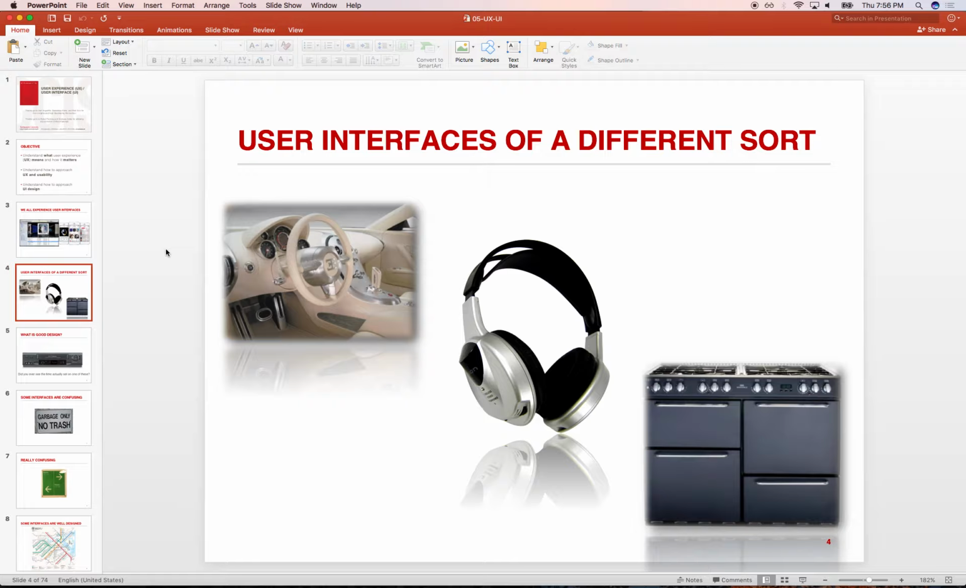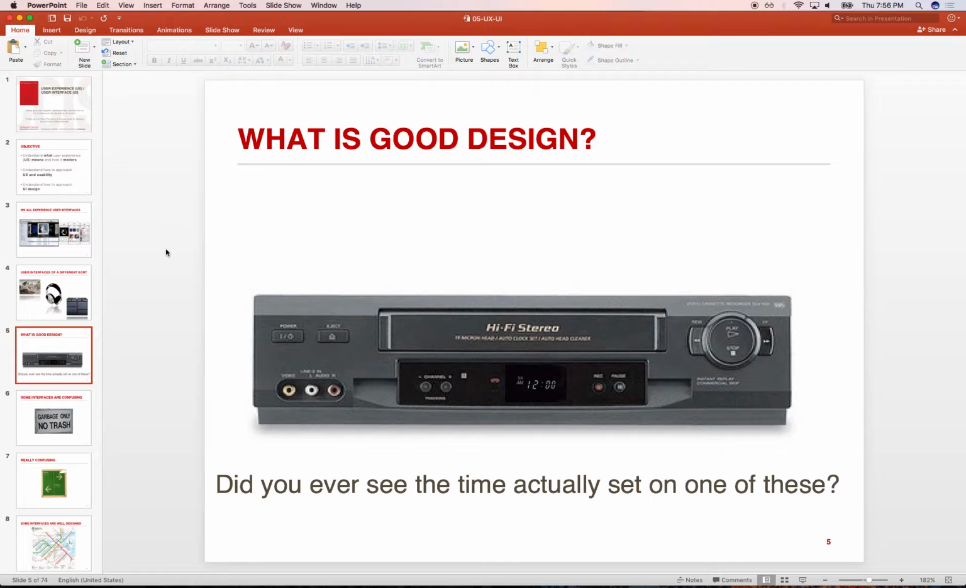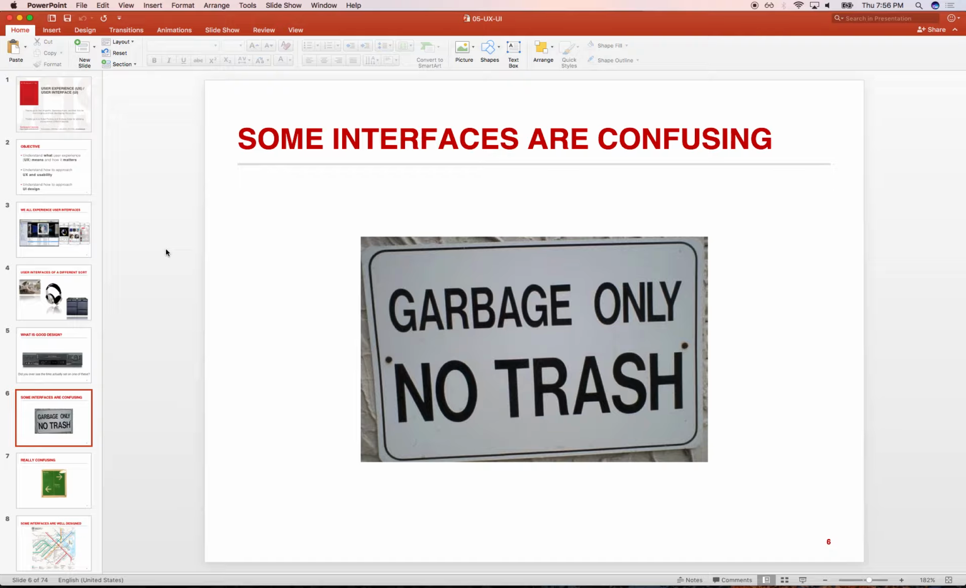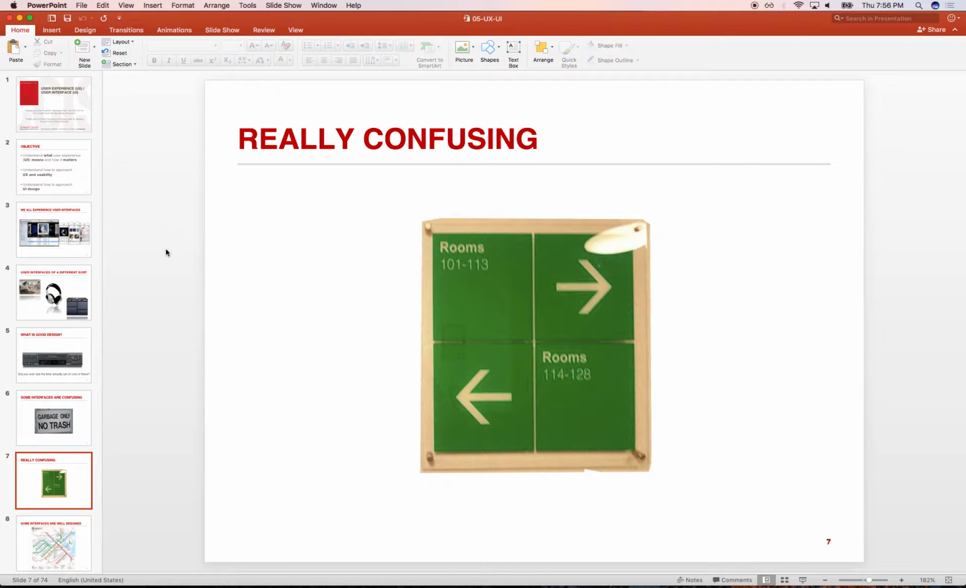Anyway, so everything has an interface, knobs and dials, and presumably some human is going to touch this. And some very iconic interfaces that were very popular in the 80s, and we can go back and decide whether it's a good design. Here's another one that might be contradictory, perhaps, depending on the context of how you interpret it. Right, garbage only, no trash, or something that we might not know what things refer to what.